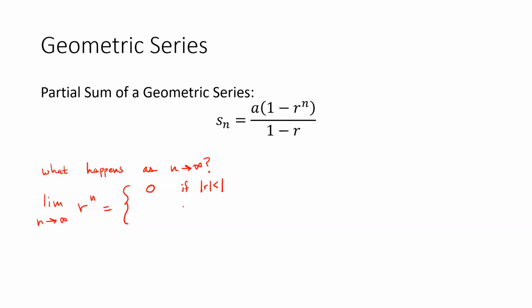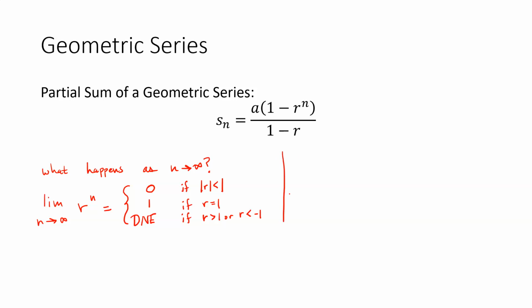If r is equal to 1, then we know this limit will equal 1. And if r is greater than 1, or r is less than -1, then we know that this limit will not exist. It'll be either infinity or some value that doesn't exist. So between these three cases, which one is going to be the one where we get a convergent series?